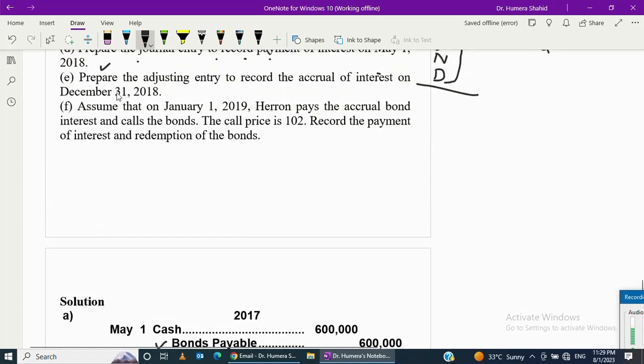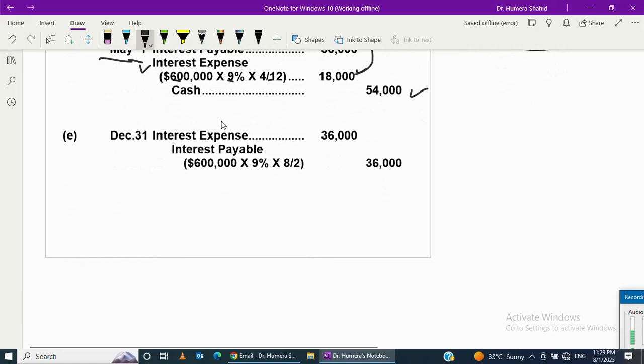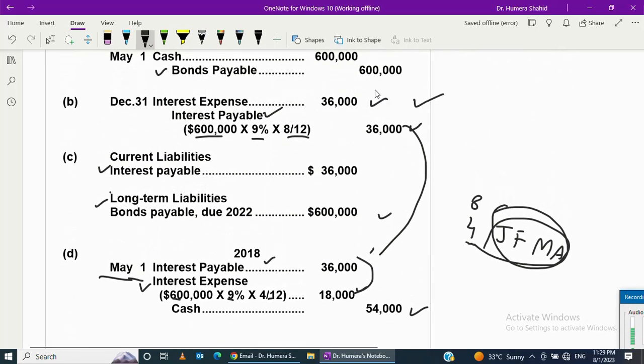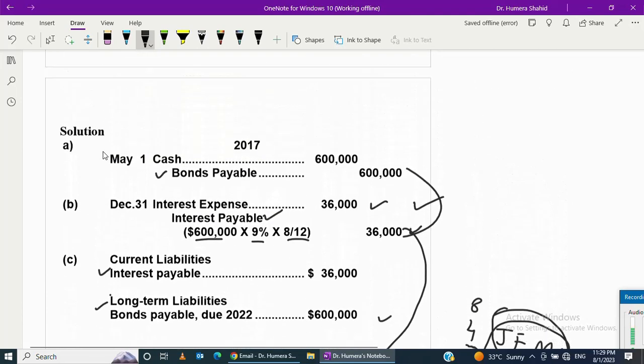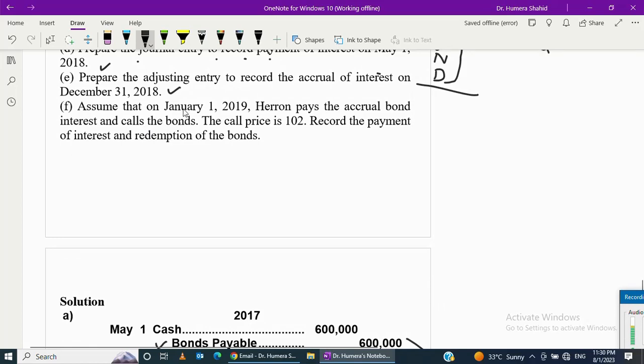Point number E. Prepare the adjusting entry to record the accrual of interest on December 31st, 2018. Till April we paid, right? Now again May, June, July, August, September, October, November, December, 8 months again. So the same journal entry which you did in point number C, because here also 8 months. Exactly the same calculation, same journal entry, only the year is different. Okay, moving on towards point number F.